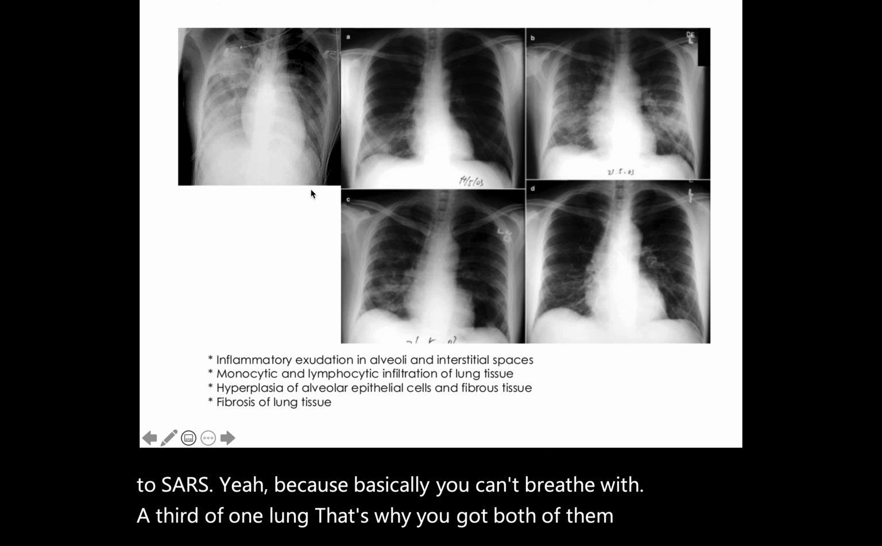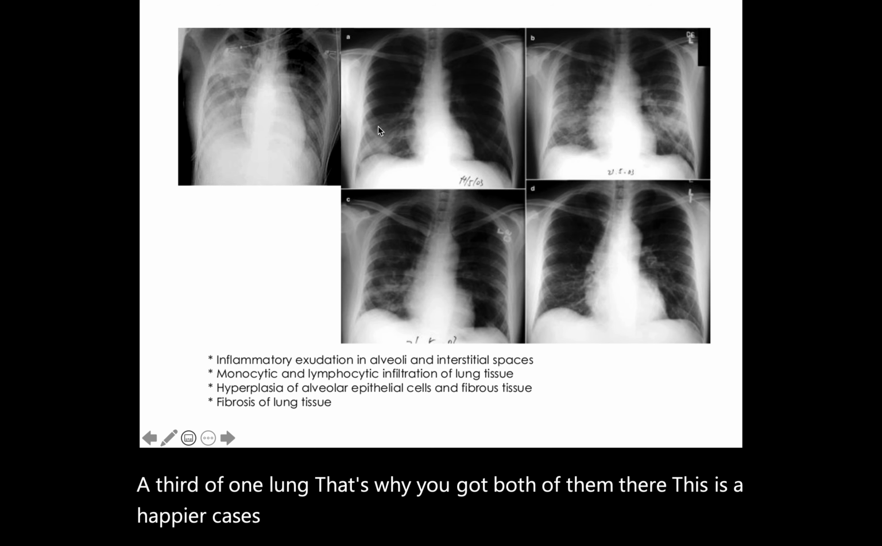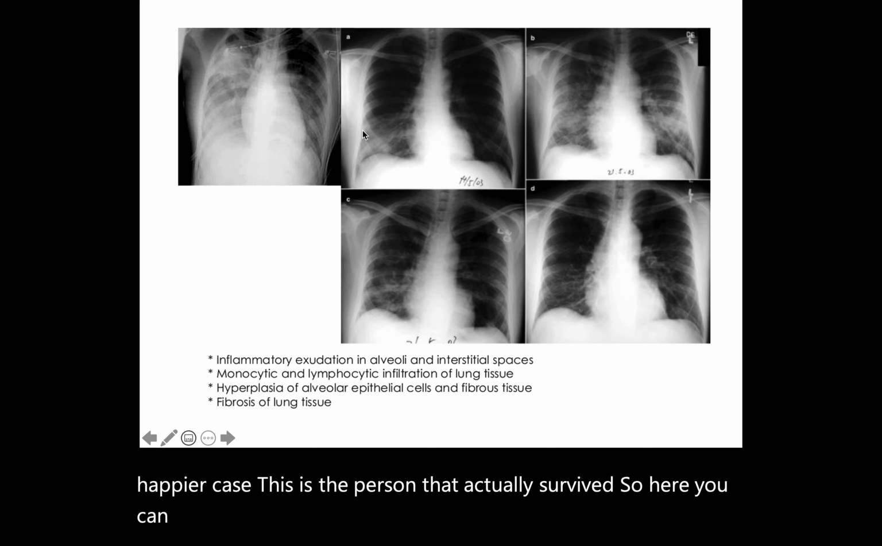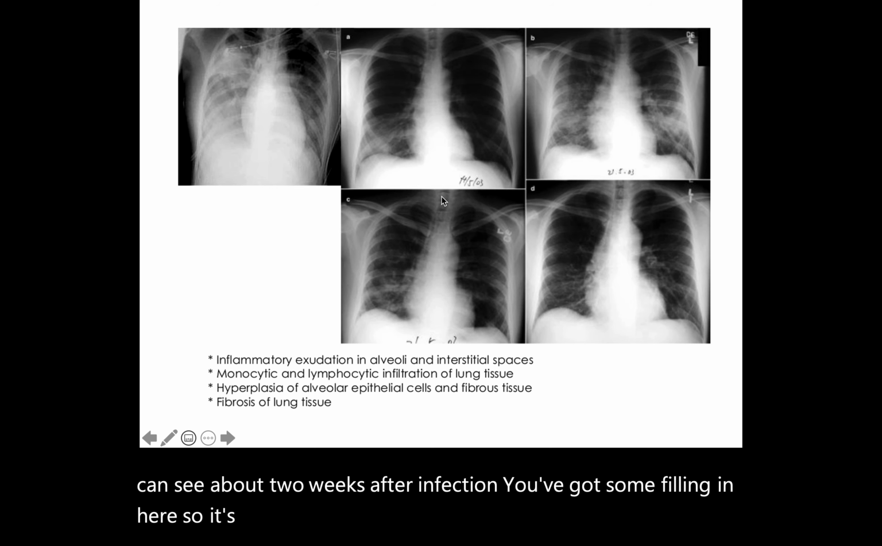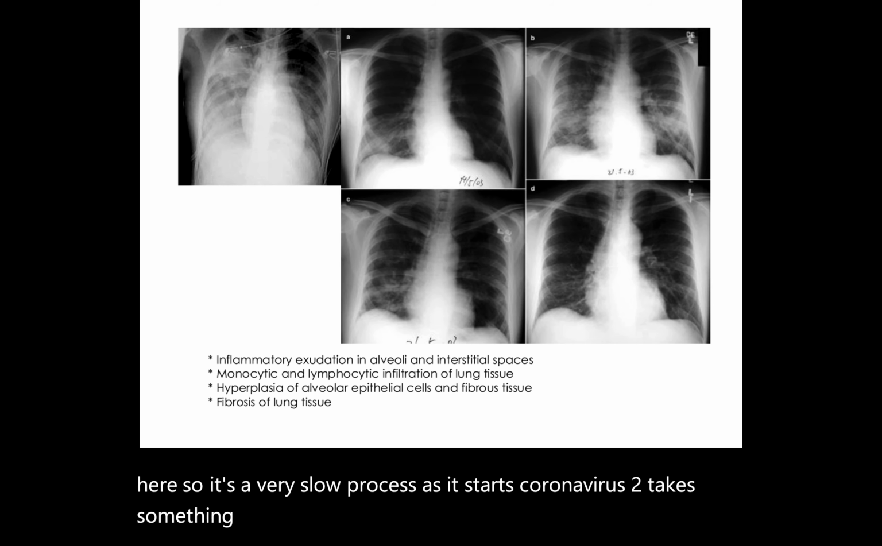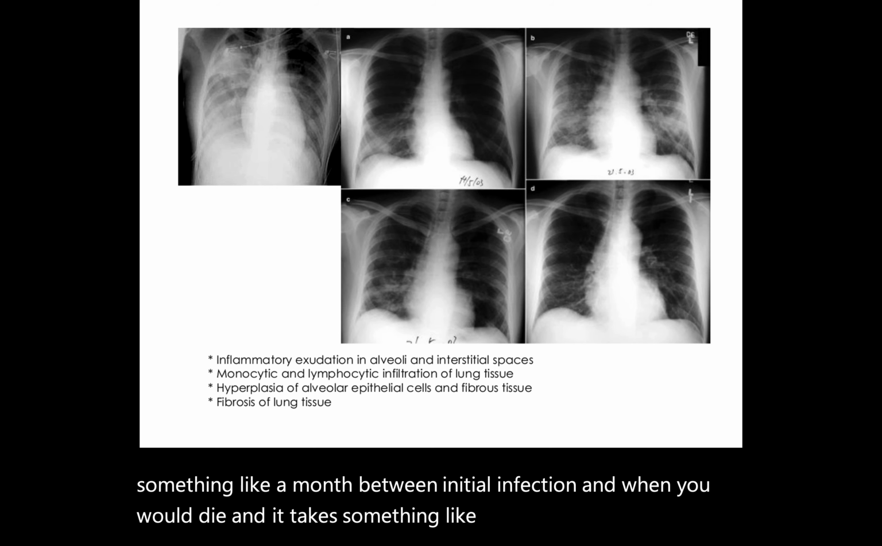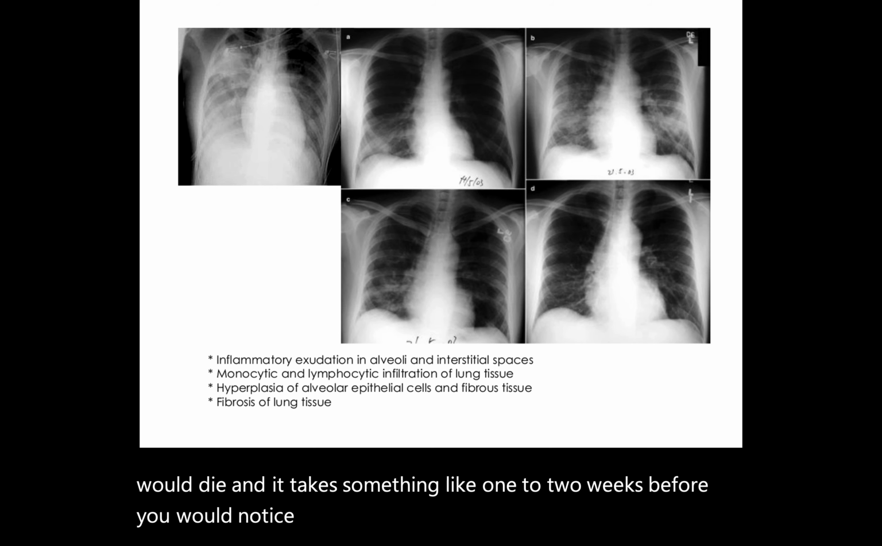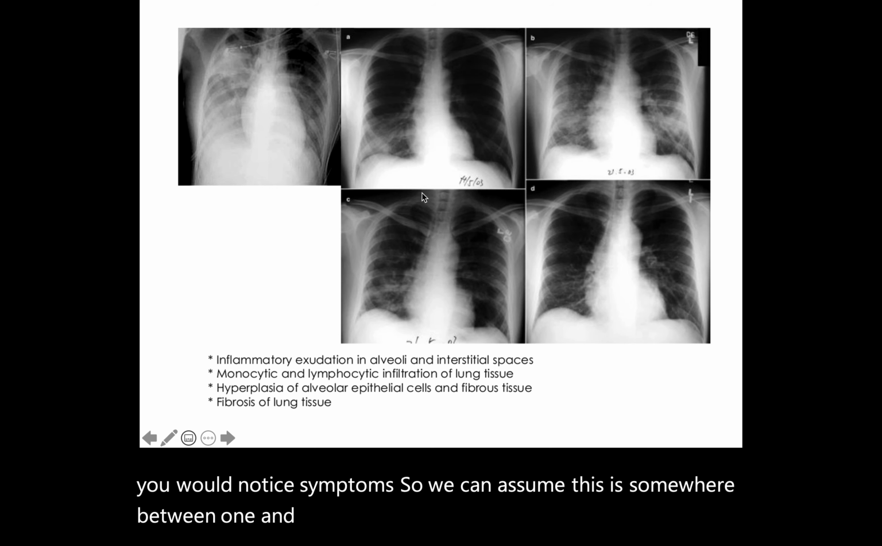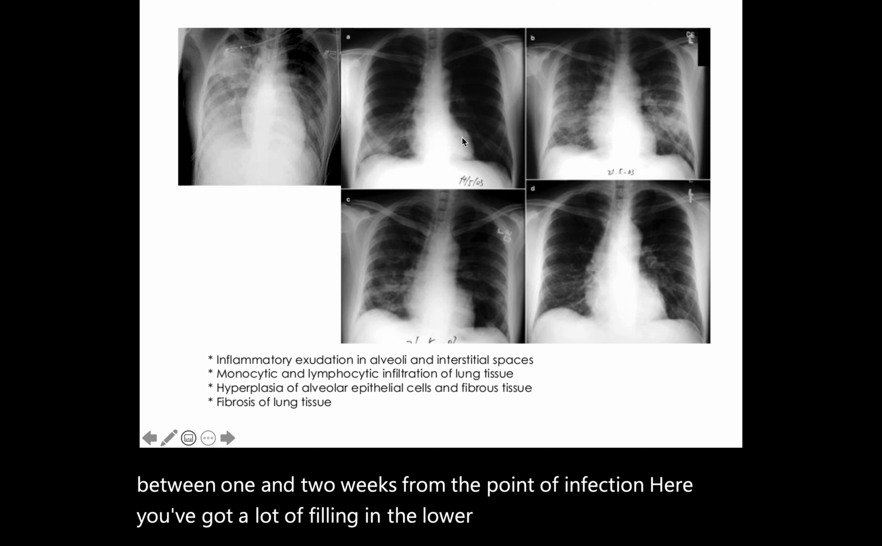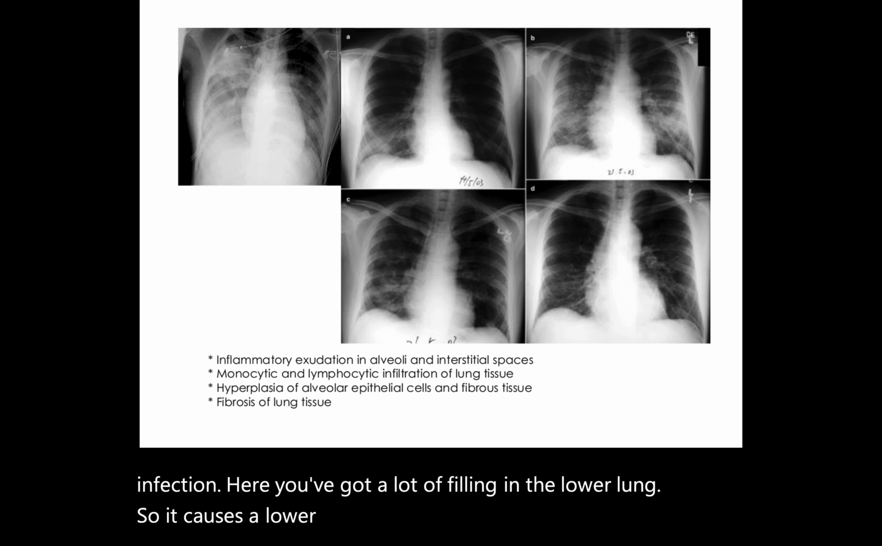This is a happier case. This is a person that actually survived. And so here you can see about 2 weeks after infection, you've got some filling in here. So it's a very slow process, as is SARS coronavirus 2. It takes something like a month between initial infection and when you would die. And it takes something like 1 to 2 weeks before you would notice symptoms. So we can assume this is somewhere between 1 and 2 weeks from the point of infection. Here you've got a lot of filling in the lower lung, so it causes a lower respiratory disease.